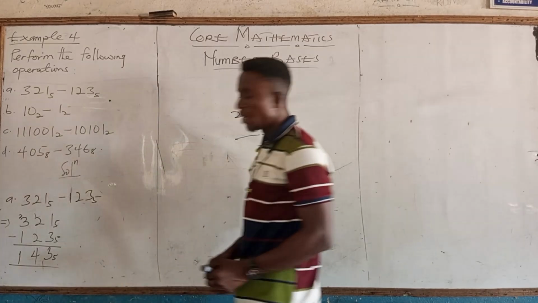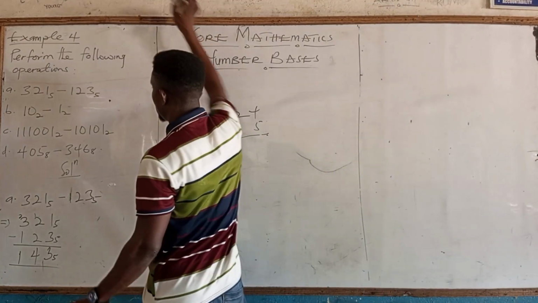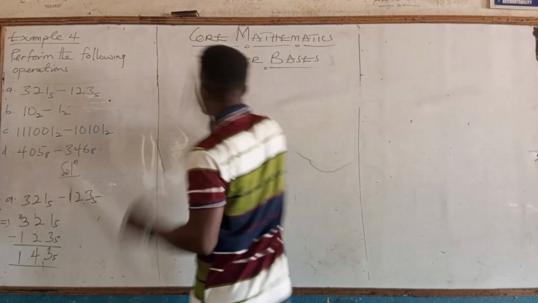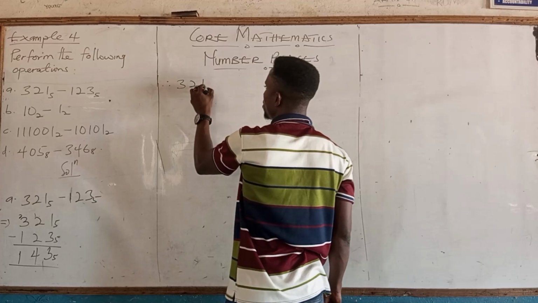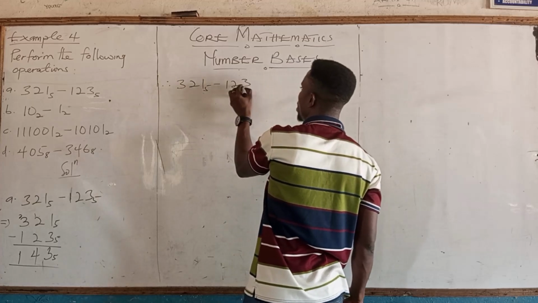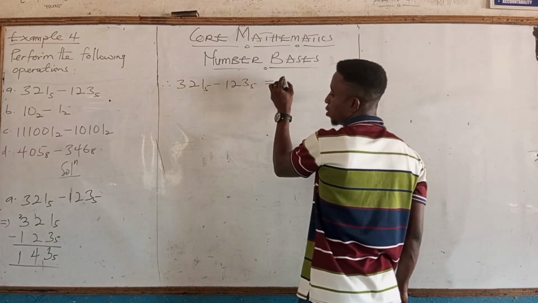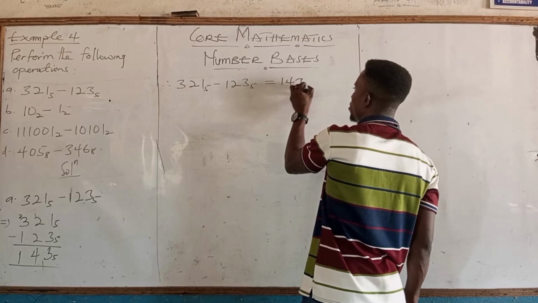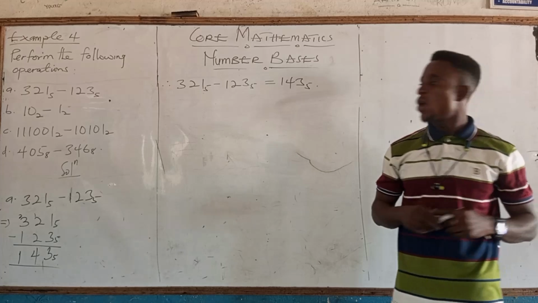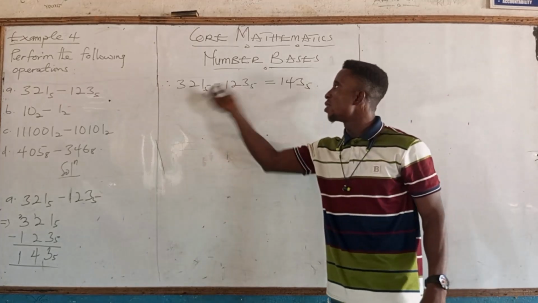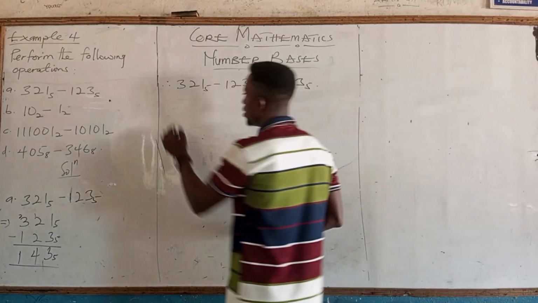So then we say, therefore, 321 base 5 minus 123 base 5 is equal to 143 base 5. So are we getting that? Okay, so we said subtracting this one from this one now gets us this. Are we okay? Let's move on to the B.